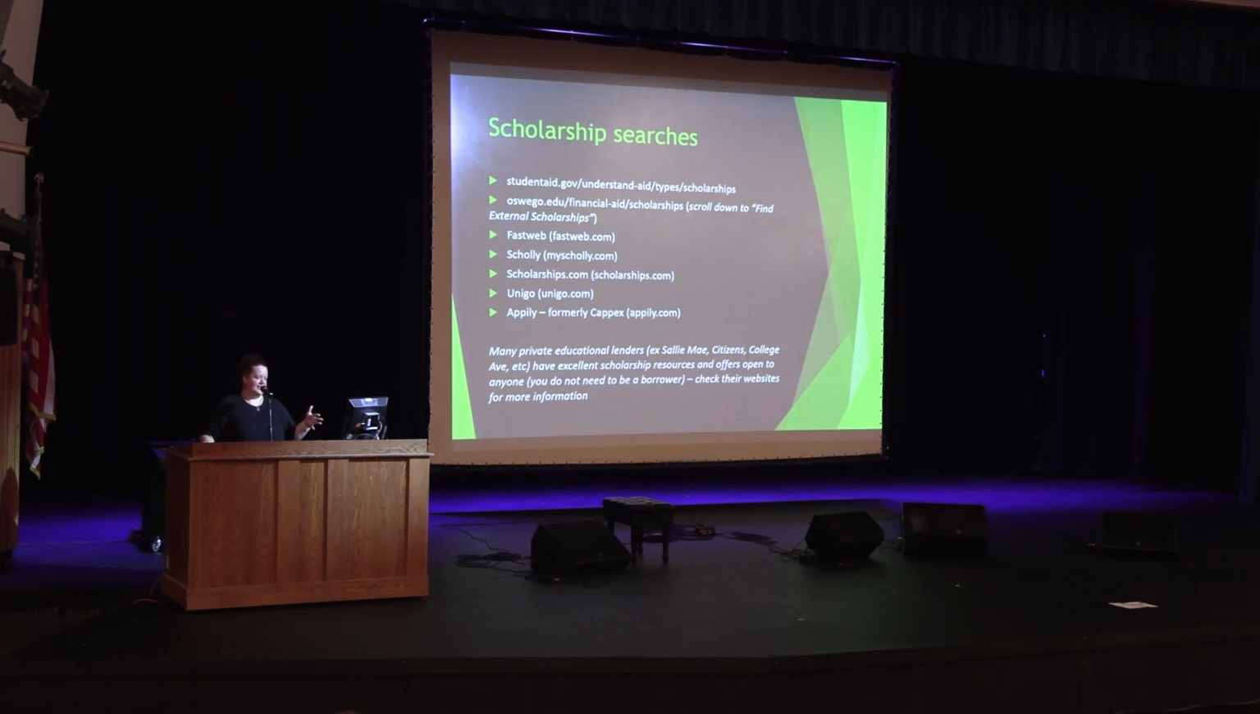There's scholarships listed on studentaid.gov, the federal site. You can look at our scholarship listing. These first 5 are on our list. They're search sites for scholarships. We also have links directly to scholarships. Most private lenders like Sallie Mae, Citizens Bank, College Ave have an outreach program, so they have fantastic scholarship searches and offers. Sallie Mae gives out money every month. You do not need to be a customer.